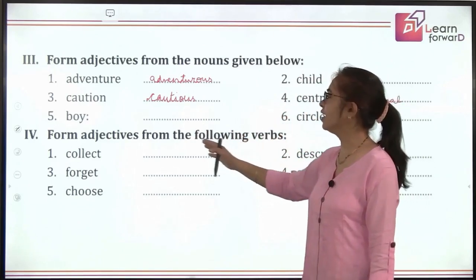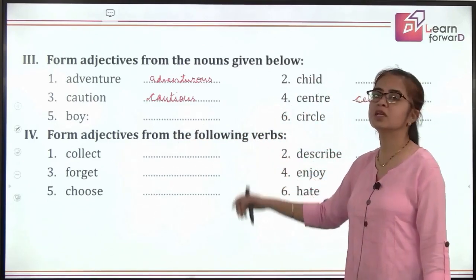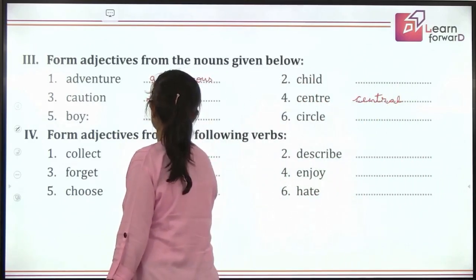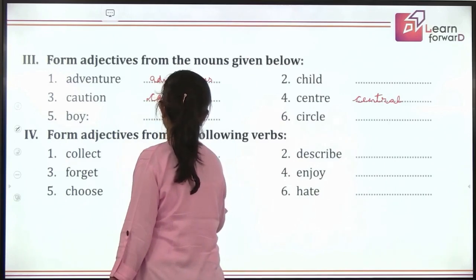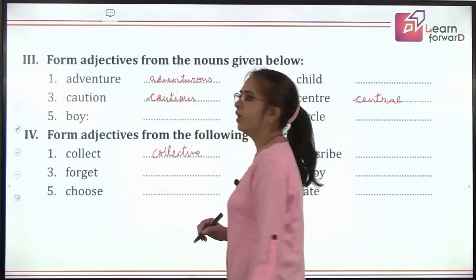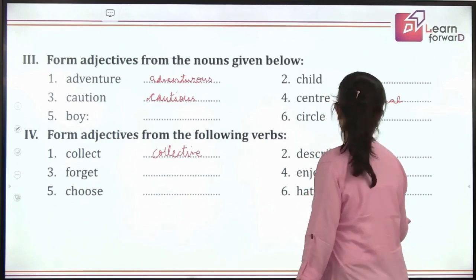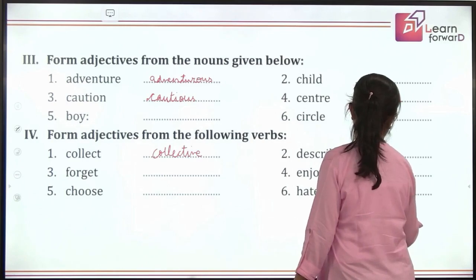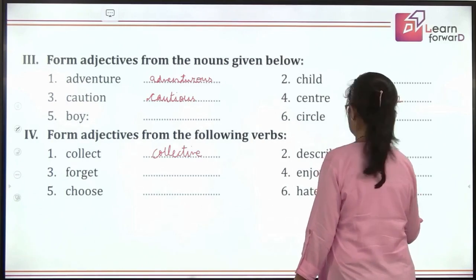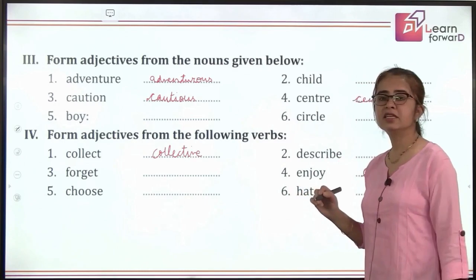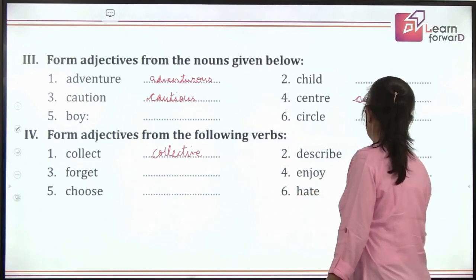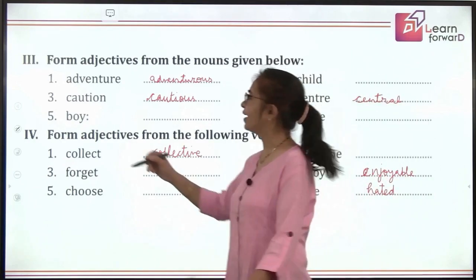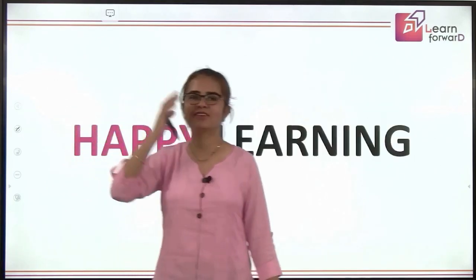Okay, let's move to the next. Form adjectives from the following verbs. Collect. That is collective. Very good. Next, enjoy, enjoyable. Okay. Hate, hated. Good. So the rest three, I think you can do yourself. So I leave this to you for practice and your brain scratching also.